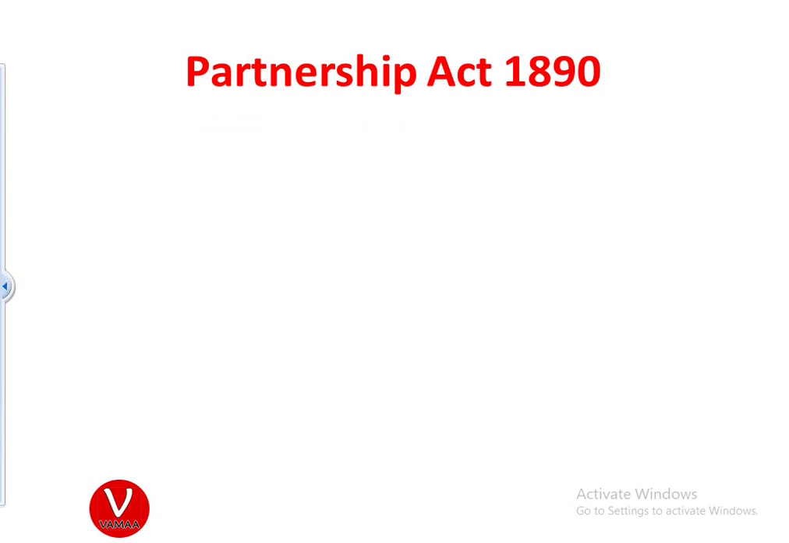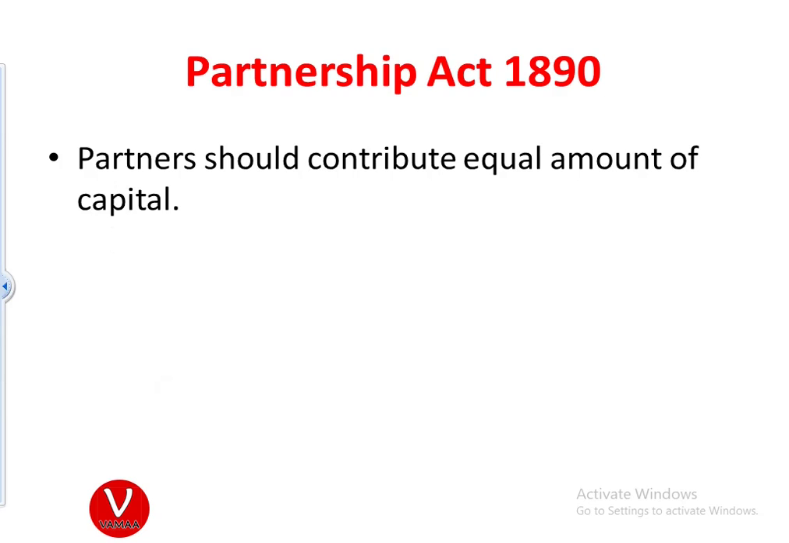then as per Partnership Act 1890, this is for IGCSE and AS and A level students. Partnership Act 1890 comes into play, okay? And Partnership Act 1890 says the partner should contribute equal amount of capital in the business. So if I invested 50,000, my co-partner should also invest 50,000 in the business. And if partner has given loan to partnership, then he or she is entitled to 5% interest on the loan.